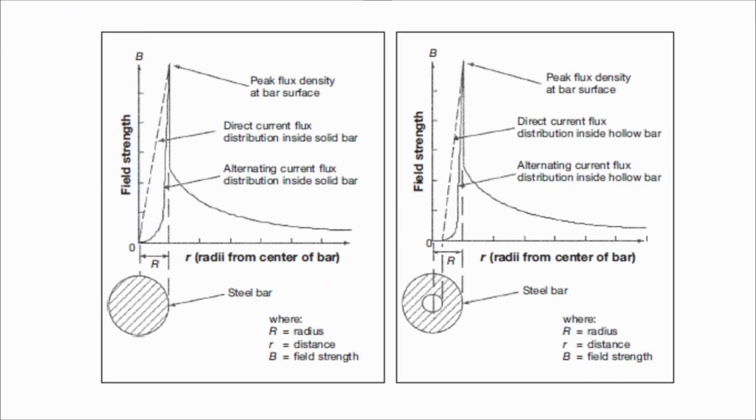The next slide: this image compares magnetic flux distribution inside two types of bars when magnetized. The first image shows a solid steel bar, and this is a hollow steel bar. Both images show how DC and AC behave differently inside the metal. Let's discuss the first image, that means the solid steel bar.